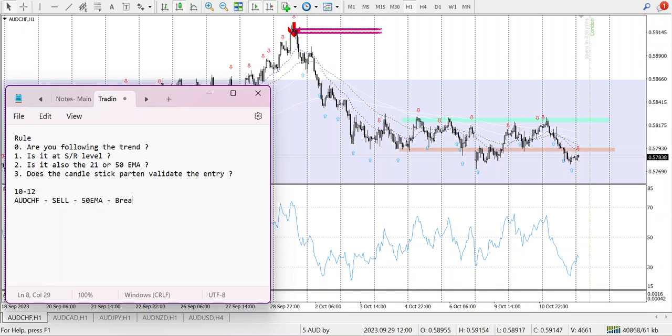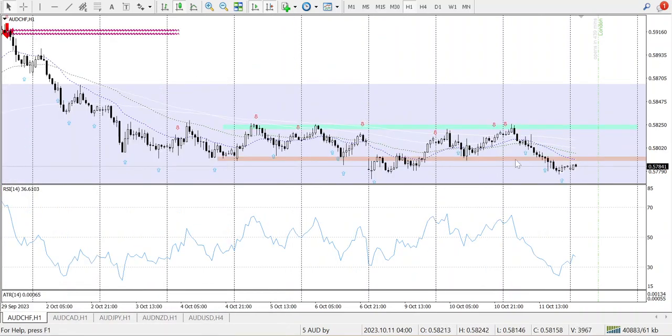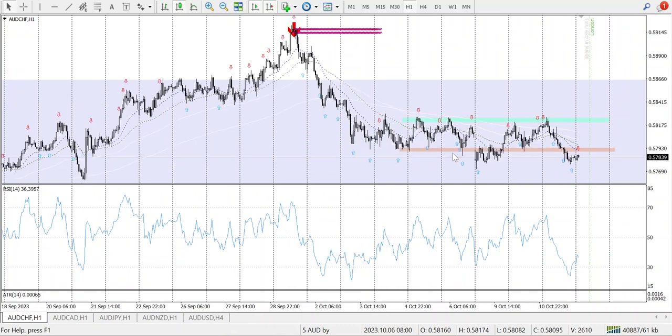Why? Breaking of the zone. So I'm expecting it to break the zone, and I will take the sell signal. As you can see here, this doji candle is indecision, and this is a hammer. But I will not look at this one. This should be at my range. Yeah, it is at my range at this one.